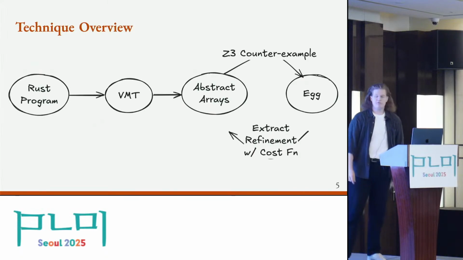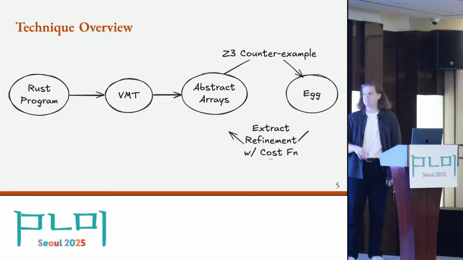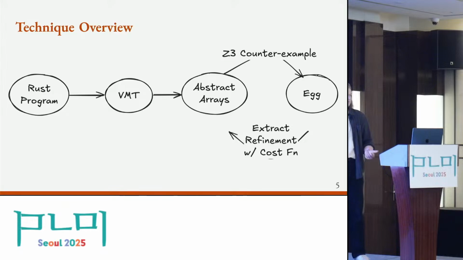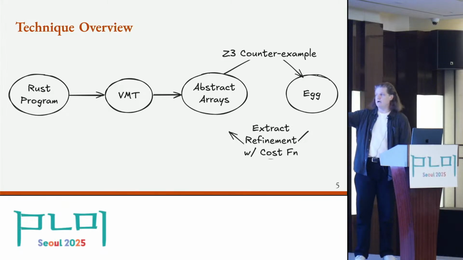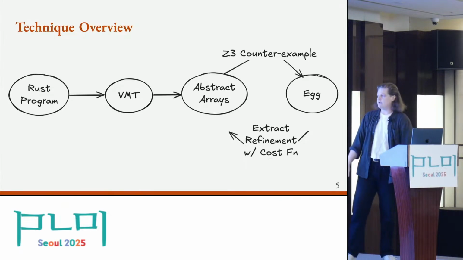So here's the technique overview. We're going to start with a Rust program. It doesn't have to be a Rust program. We have a macro system that translates Rust into our logic language, which is VMT. If you've seen SMT-LIB, VMT is very similar. Then we're going to abstract the array theory, since we're dealing with arrays. I'll get into what exactly I mean by that in a minute.